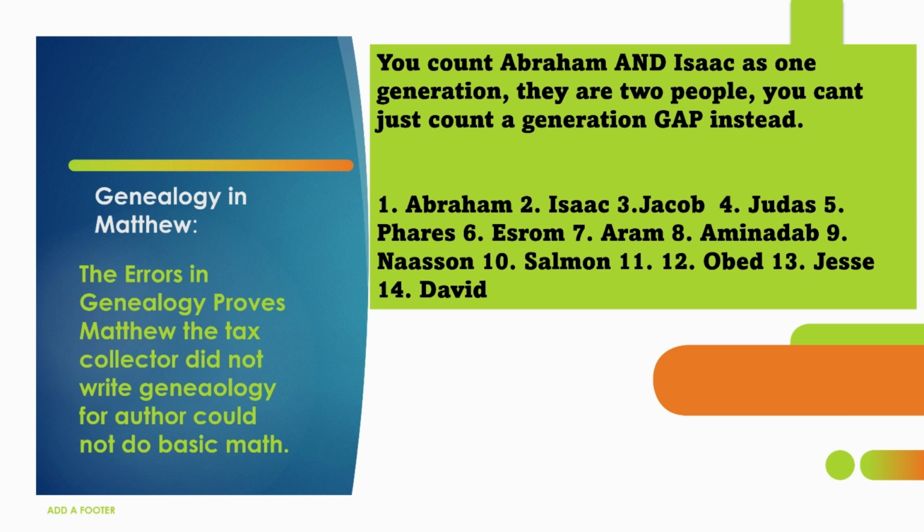He says, you count Abraham and Isaac as one generation. They are two people. Yes, they are two people, but they're only one generation, my friend. You can't just count the generation gap instead. I'm not sure what he's saying. I think he's saying, I'm just looking at the gap between Abraham and Isaac.